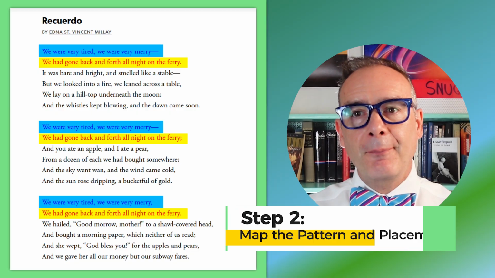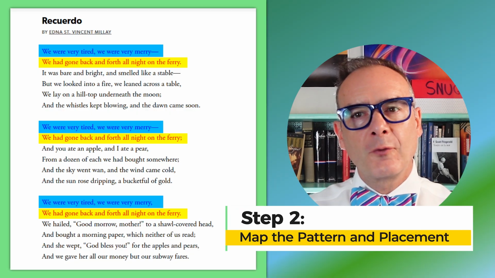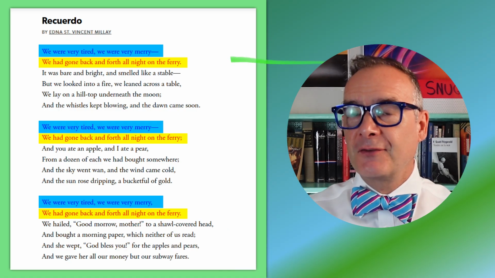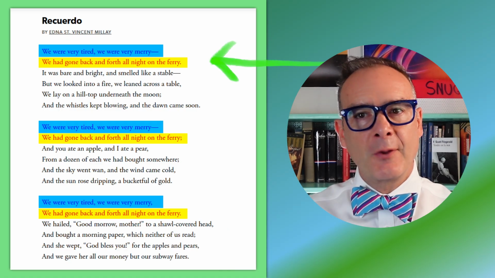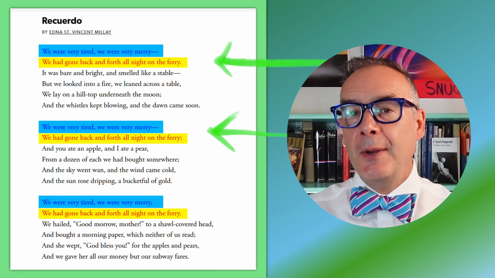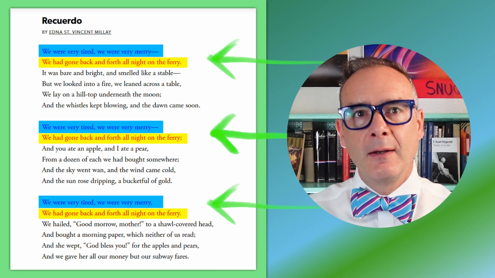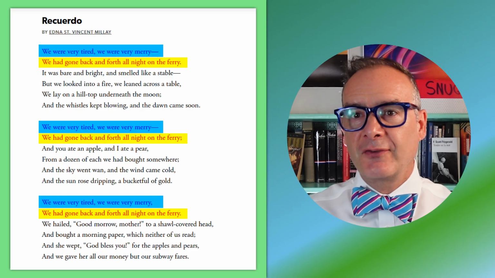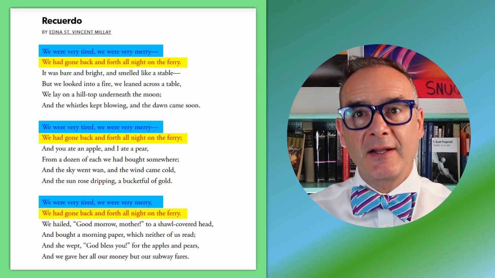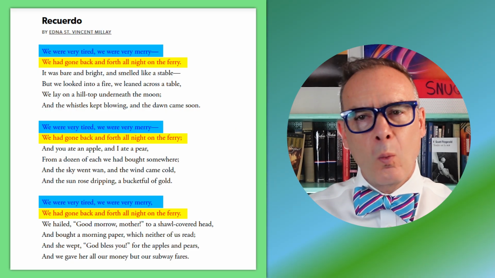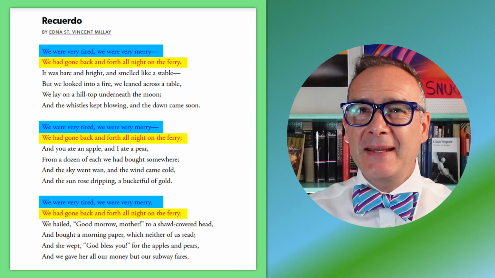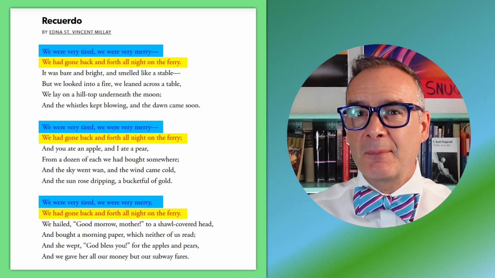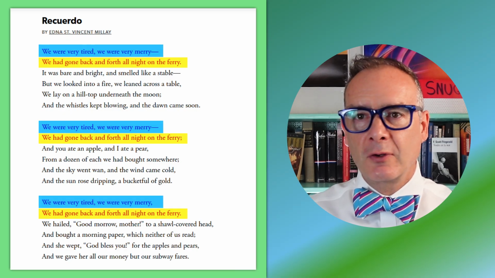Step 2 is to map the pattern and the placement. In other words, where does this repetition appear? It appears at the opening of stanza 1, at the opening of stanza 2, at the opening of stanza 3. What's the pattern that you see here? Each stanza begins with this identical foundation, then develops different aspects of memory. Why does placement matter? Beginning placement sets an emotional tone for each stanza. Every development of the memory returns to a central contradiction.